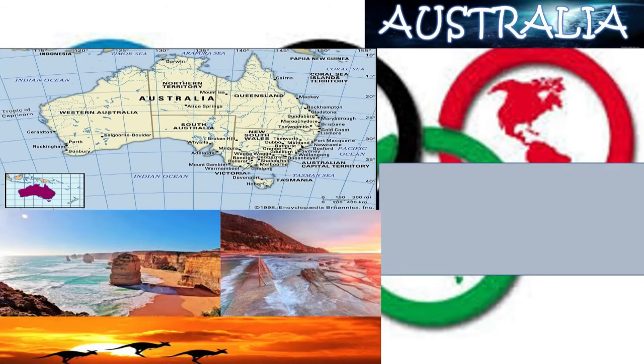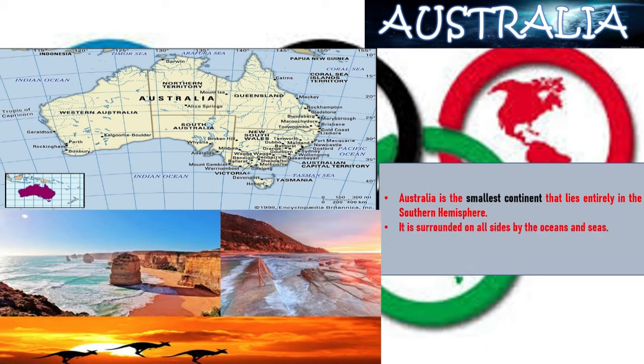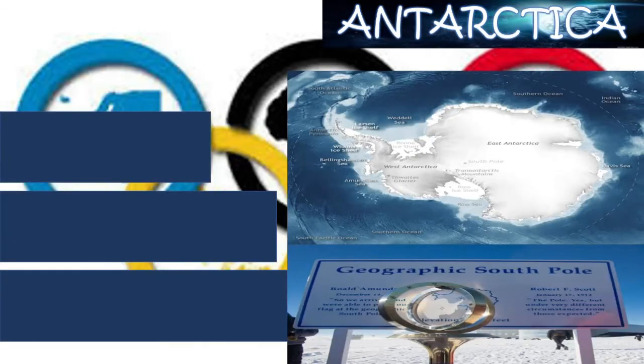Now let us know about our next continent, that is Australia. Australia is the smallest continent that entirely lies in the southern hemisphere. Australia is surrounded on all sides by the oceans and seas, and we call it an island continent. Now let us move ahead with the next and the last continent, that is Antarctica.